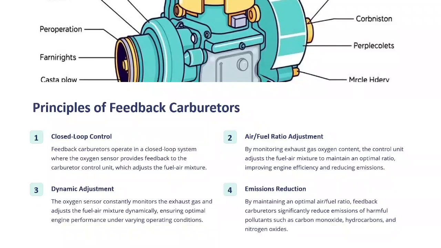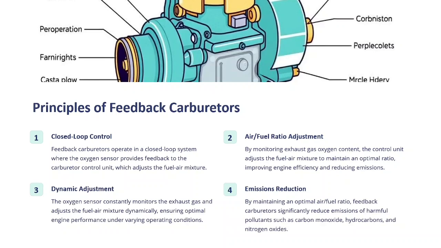Then principle of feedback carburetor. Closed loop control. Feedback carburetor operates in a closed loop system where the oxygen sensor provides feedback to the carburetor control unit, which adjusts the fuel air mixture.